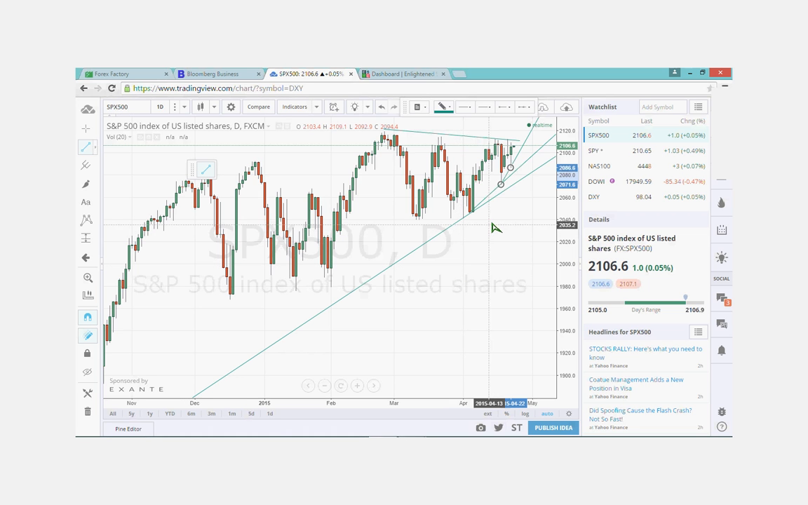Okay, so for the S&P, it's currently at an area of supply. It's also reaching a congestion zone. It has a higher low compared to the previous higher lows, so the uptrend is still intact. But this is a strong area of supply, so I would be slightly bearish on this.